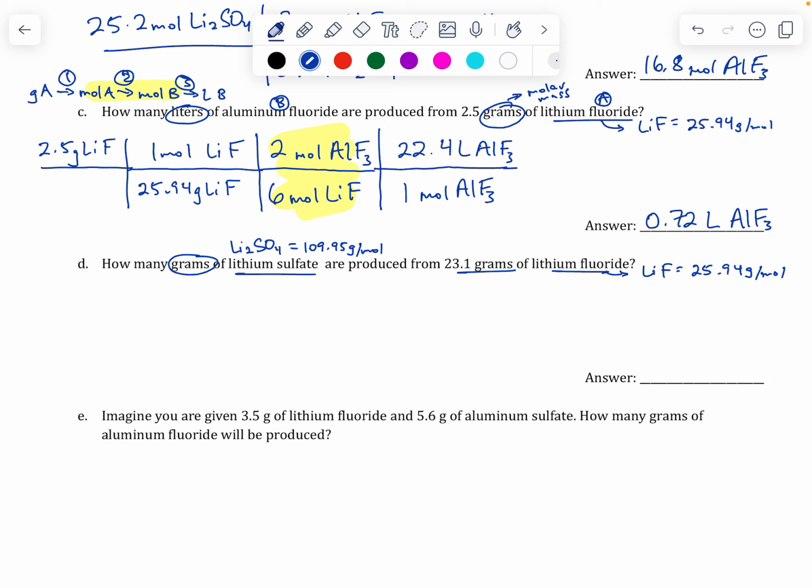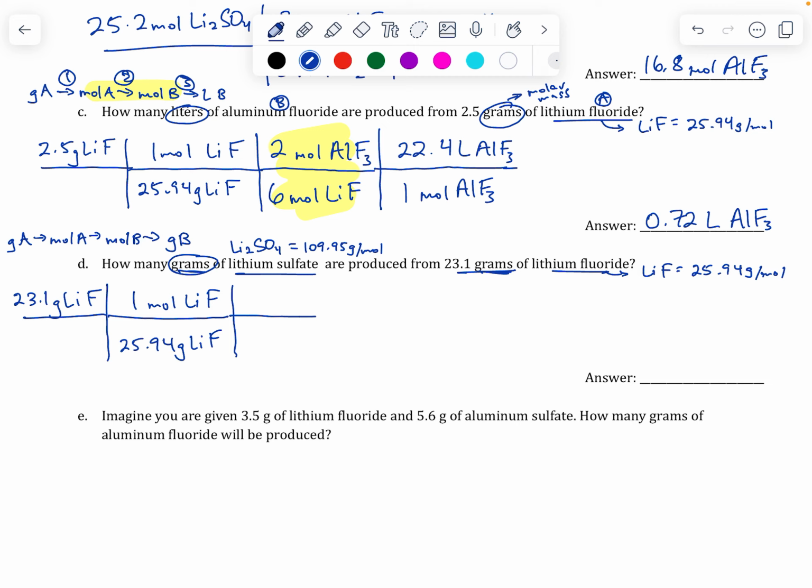And now this is a grams of A to moles of A to moles of B to grams of B problem, right? And I know that based on what I'm starting with and what I want to end with here. So I am going to use what I'm given at first, 23.1 grams of lithium fluoride. All right, and then I convert that to moles first. All right, that's my first step. So that's 25.94 grams of lithium fluoride equal to 1 mole of lithium fluoride.